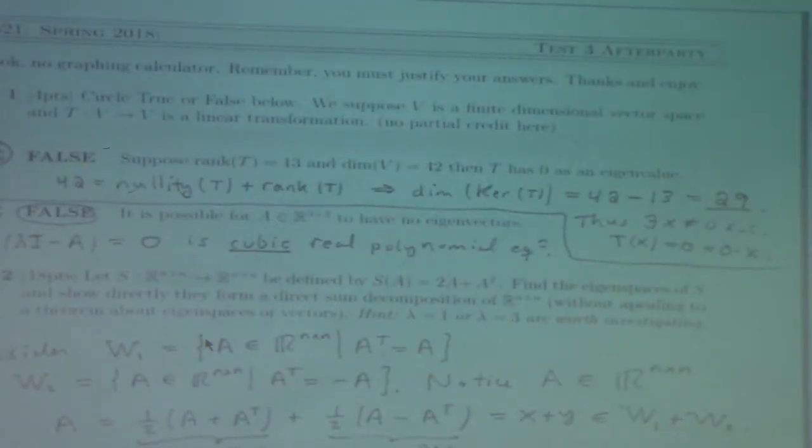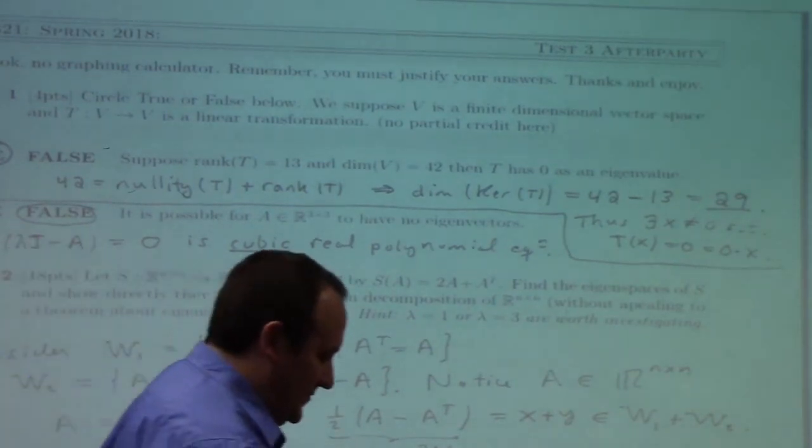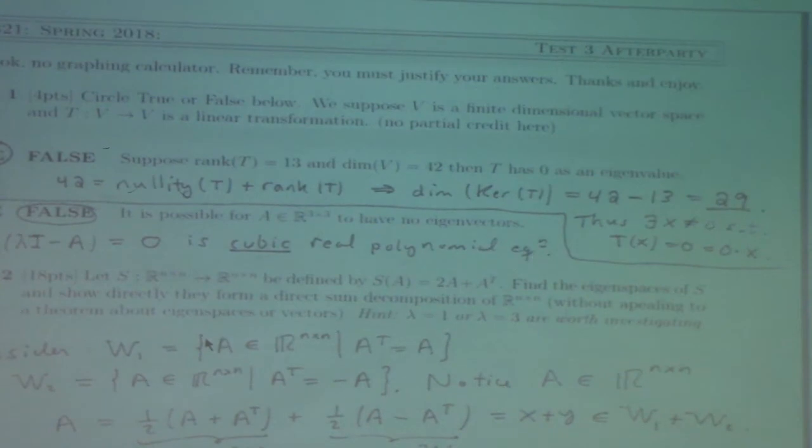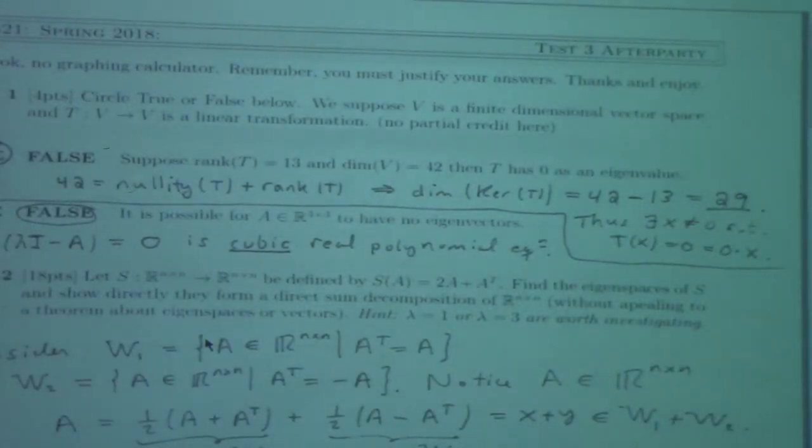Yes, true. It is in fact true that if the rank is 13 and the dimension of V is 42, because what does that mean? Well, rank nullity tells me that the nullity, which is the dimension of the kernel, is what? 29, which means that there are lots of eigenvectors with eigenvalue 0. In fact, I didn't need so many, but just to make sure you didn't start writing down a matrix or something, I made the numbers big.